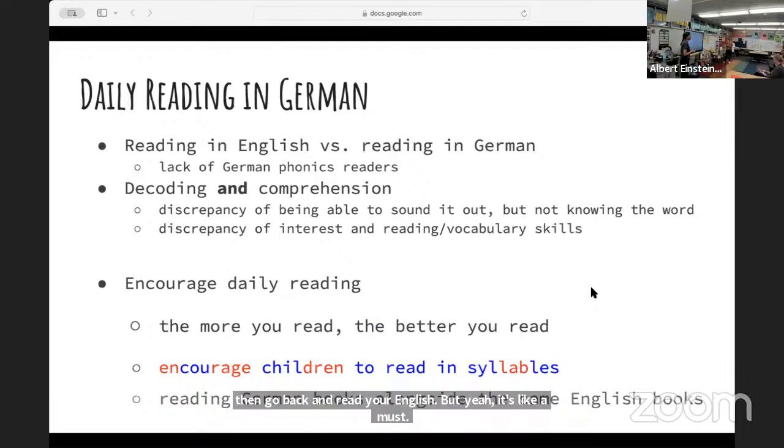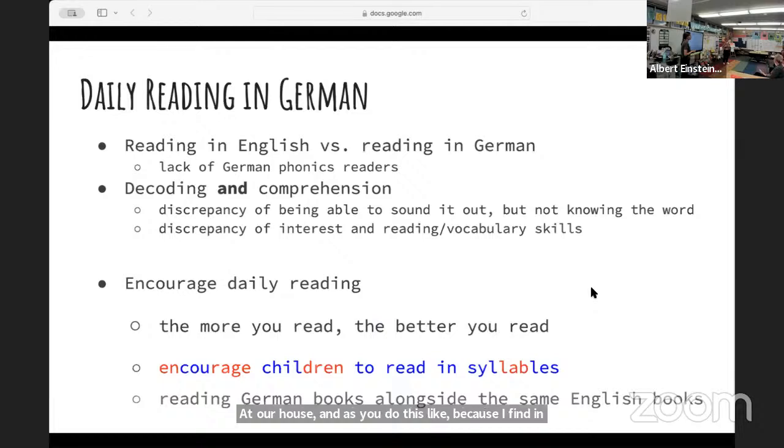And do you do this? Because I find in the upper grades, there's more and more homework, most of it is math.